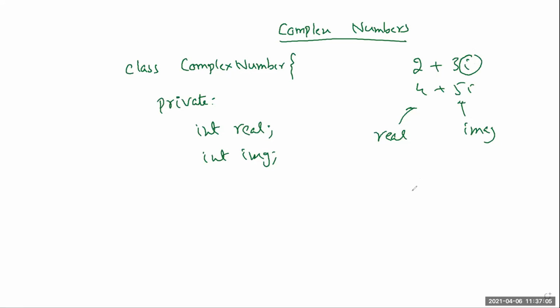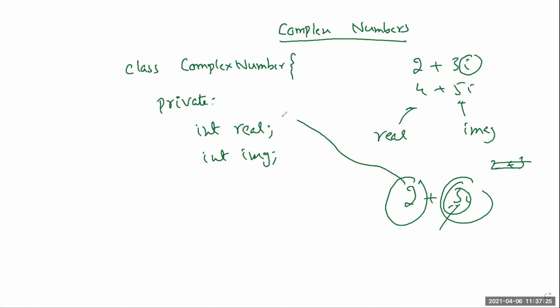When I am writing on the paper, I write 2 plus 3 iota so that anyone who reads knows that this 3 is actually the imaginary part. Because if I only write 2 plus 3, they will think it's 5. But when you are storing in a computer program, you have a different variable for 2 and a different variable for 3. So 2 is stored in this variable real, 3 is stored in this variable imaginary. So please don't think that you have to store this iota.